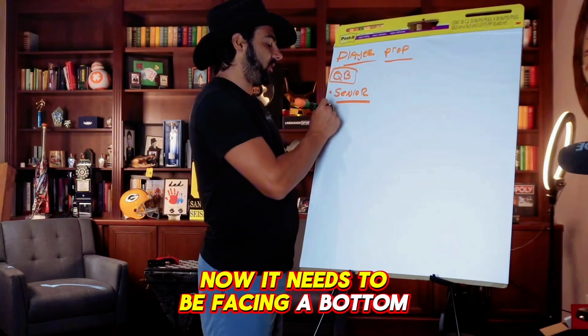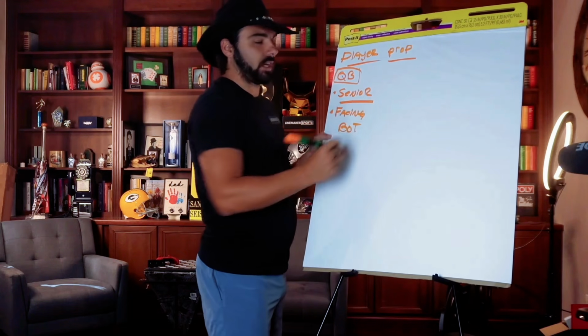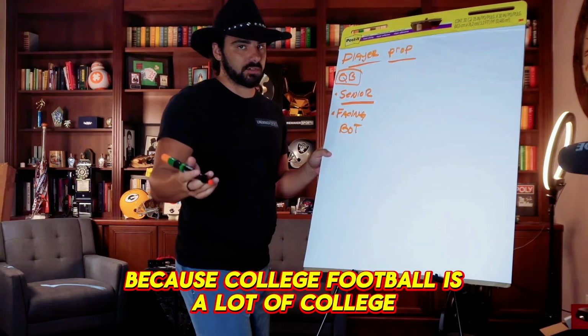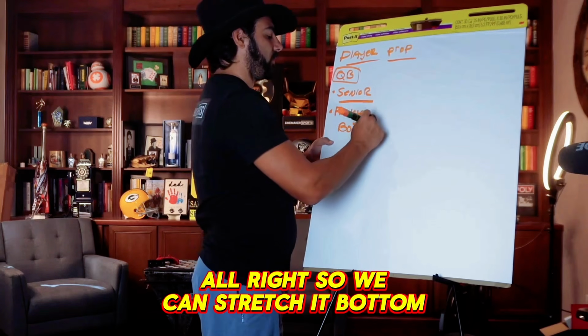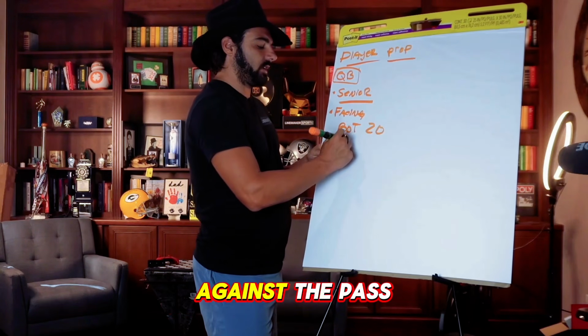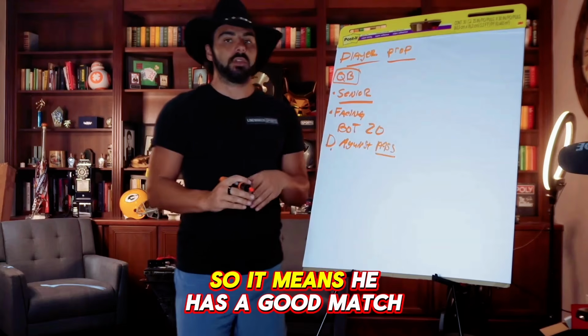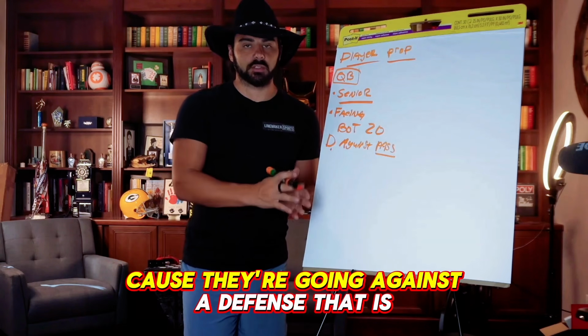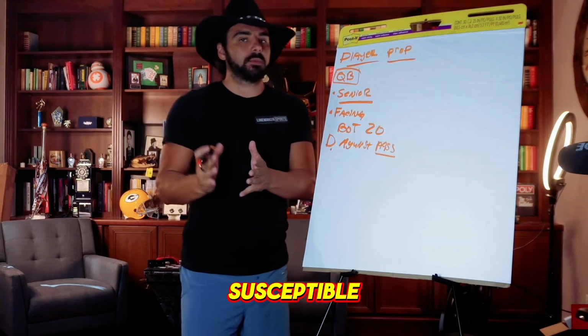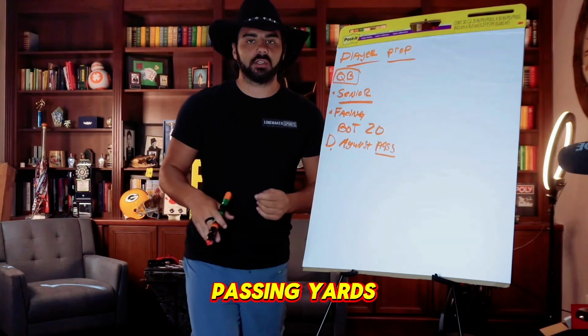Now, he needs to be facing a bottom 20, okay? Because college football is a lot of college football teams, all right? So we could stretch it. Bottom 20 defense against the pass, okay? So it means he has a good matchup, obviously, because they're going against a defense that is susceptible for him to be able to grab some passing yards.